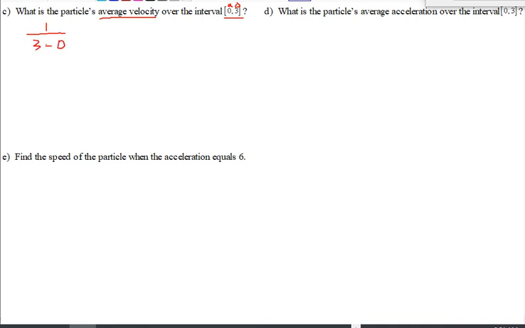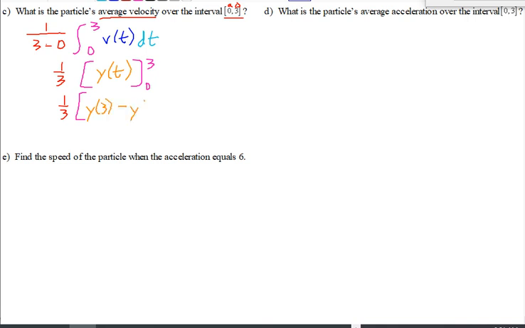And then remember, it's the integral on that same interval from 0 to 3 of whatever you're finding the average of, in this case velocity. So that just gives you 1/3. And when you integrate velocity, you could put the whole equation in here, but really, that just gives you back position, which in this case was y of t from 0 to 3. And so then we'll have 1/3, and it's just going to be y of 3 minus y of 0. So we just need to figure out what the position at 3 is and the position at 0.